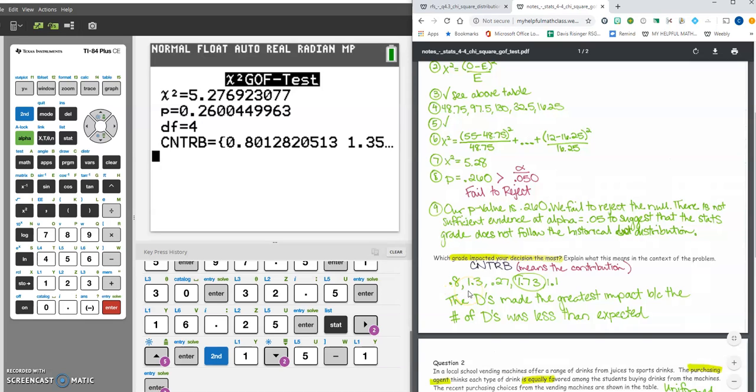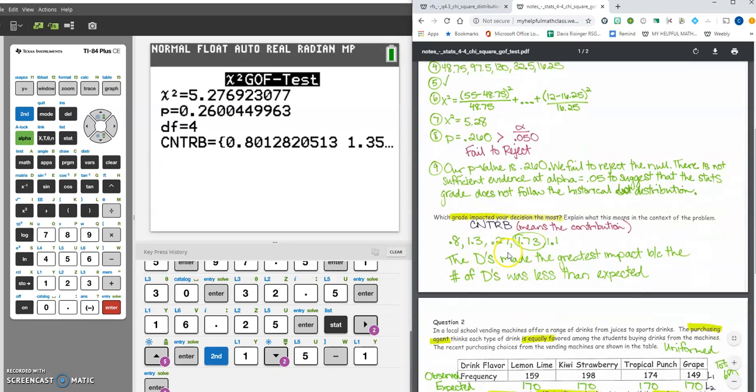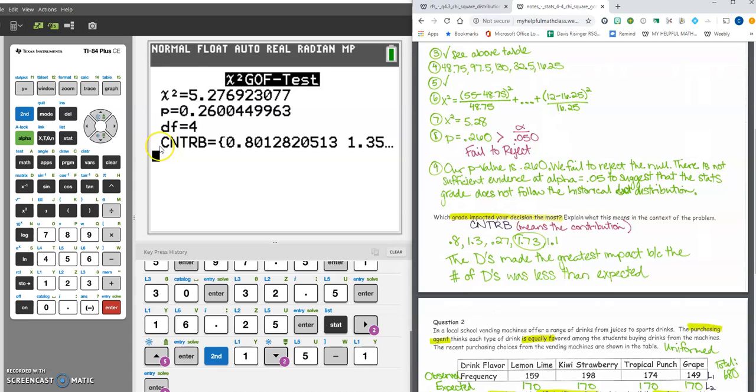Now this last part is probably the newest part that some of you have figured out or have not: what grade impacted your decision the most? Anytime you see that, that is called the CNTRB, which means the contribution. Notice here on the calculator, I never left this screen, there is your CNTRB. If we look at the CNTRB, you'll see this data that follows.